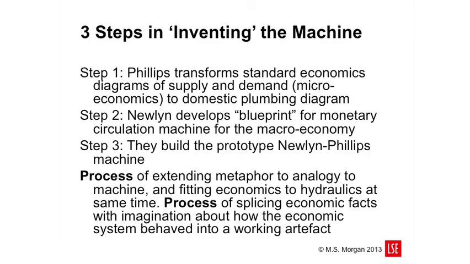Newlyn develops the blueprint for this hydraulic machine, which you've seen in the first set of slides. They build the prototype Newlyn-Phillips machine. So over quite a short period, a few months in the summer of 1949, they moved from this metaphor of somehow money is like water to an analogical machine, and they actually build this hydraulic machine. At the same time, they're splicing a lot of their own experiences of hydraulics and money into how the machine works and how it works as a particular artifact.